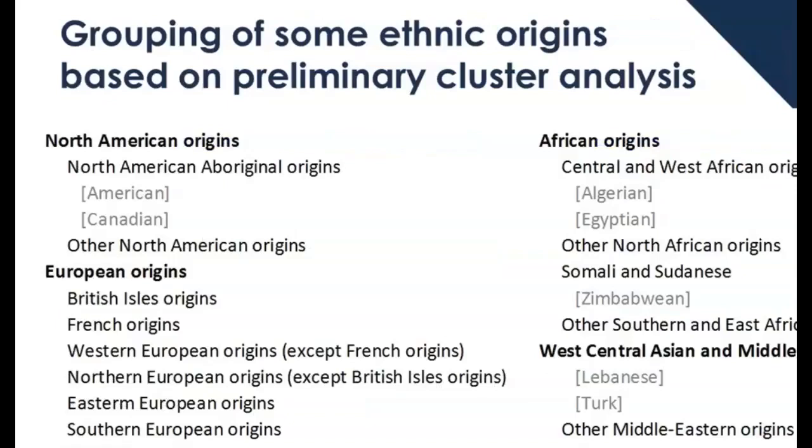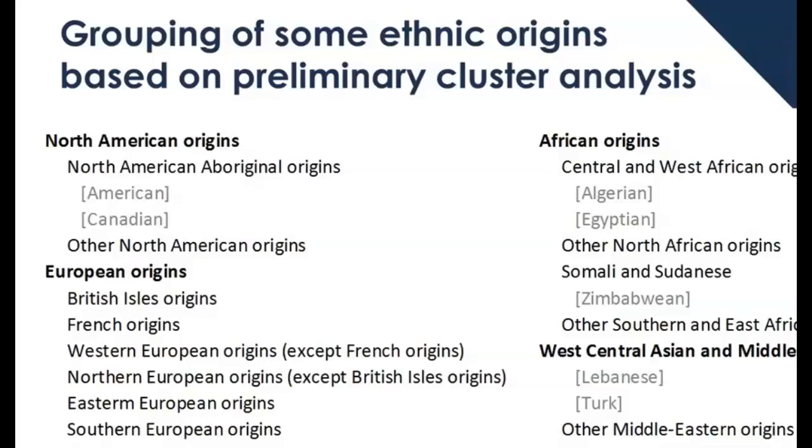So what I did, before even going to the analysis that I'm talking about today, is some primary grouping, and I used the clustering analysis to come up with that. I've put there some of the groupings that I've made, and all the rest were kept on their own. So I created a grouping with what I call other North American origin, and we kept the American and Canadian on their own because they were showing different patterns. For the European origin, we grouped the British Isles, the French, and then Western, Northern, Eastern, and Southern European origins. They were all grouped together.